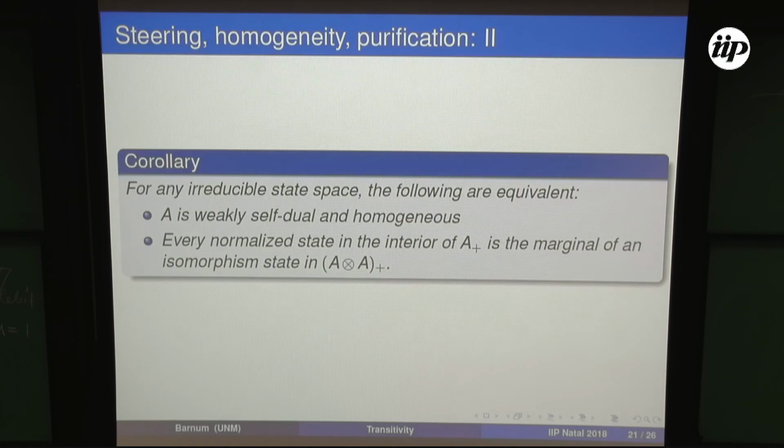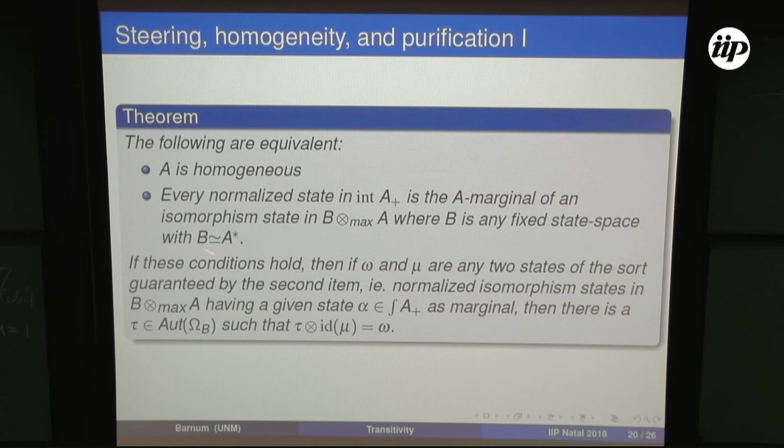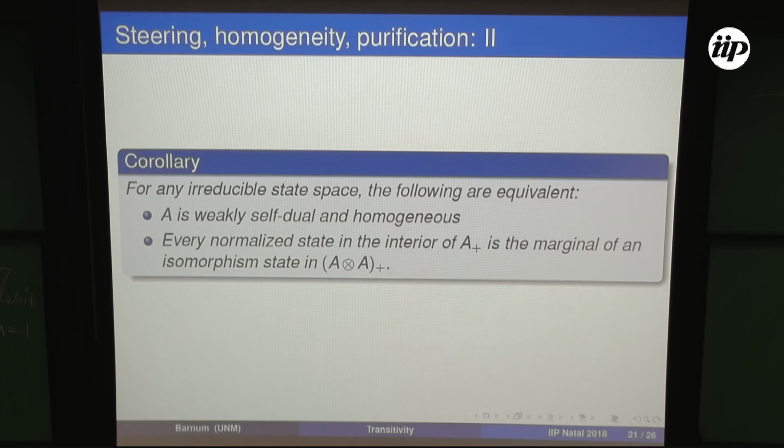So now we see that if we have irreducible state spaces, this theorem is actually giving us something like purifications. So this construction gives us purifications, and they're related by a local isomorphism. So we have this purification axiom, at least for this composite.